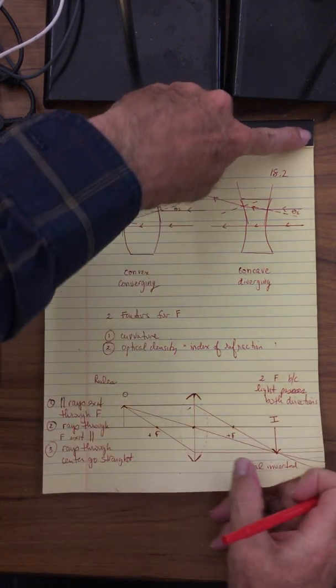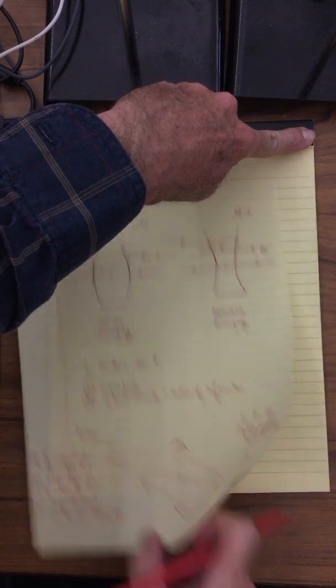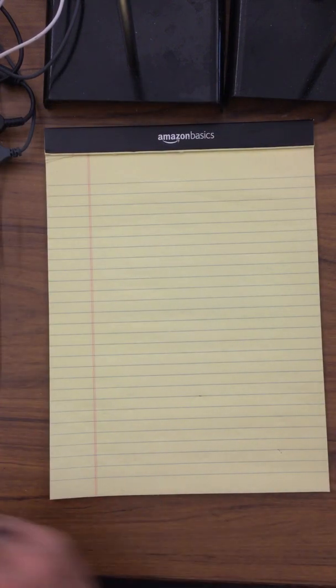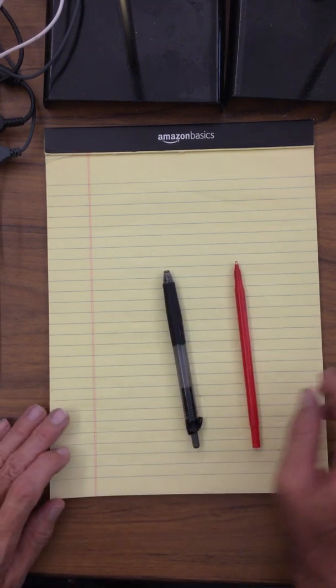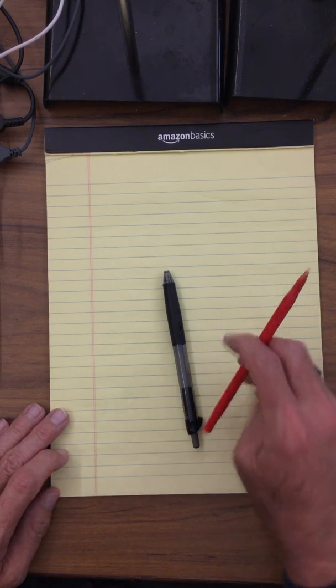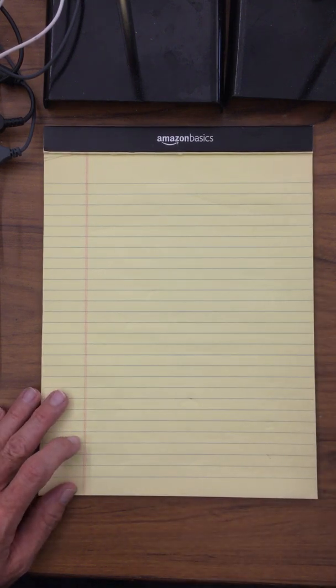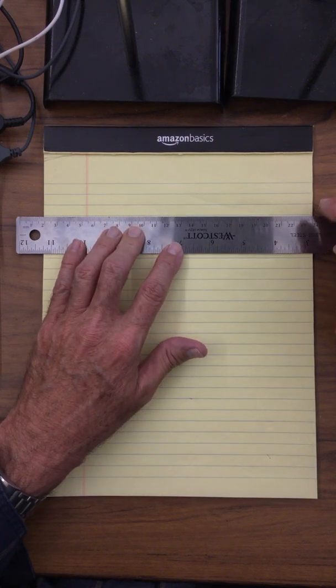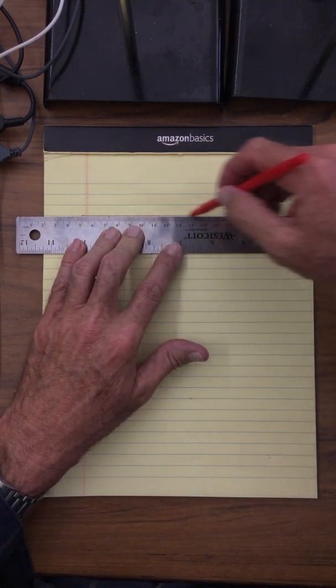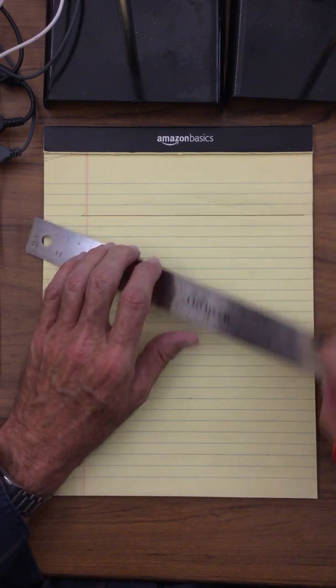So let's go on to the next page, because I'm running out of space. And what I'd like you to do is get 2 pens. I'm using a red pen and a black pen, because each of these drawings is going to have 2 colors on it. So draw your line. This is, again, your principal axis.